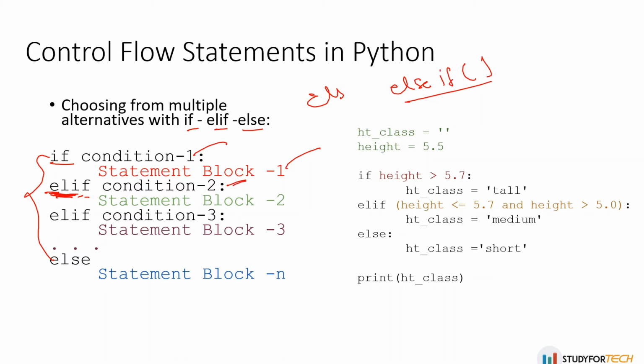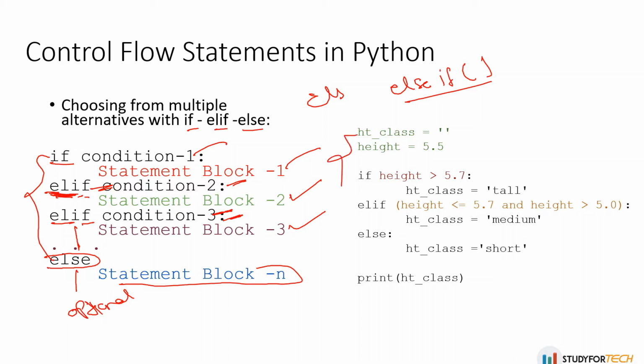If this is satisfied, then this block will be executed. If this is not satisfied, then it will go here and check this particular condition at runtime. And if it is true, then this will be executed. Similarly, you can have multiple elif, and at the end you have else, and then finally it will be executed. So else is optional. If you want to write else, you can, otherwise you can leave it out. Okay, so you can see here with an example.